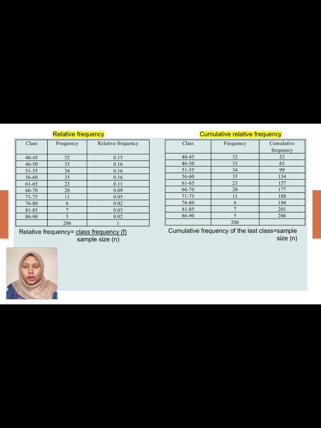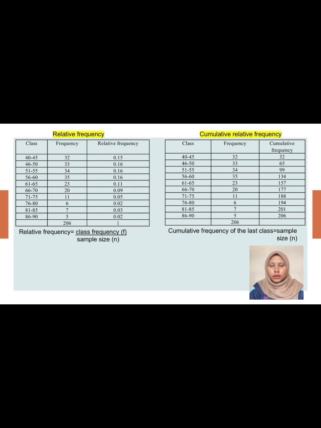The relative frequency is the portion or percentage of the data that falls in that class. To find the relative frequency of a class, divide the frequency by the sample size. For example, 32 divided by 206 equals 0.15.